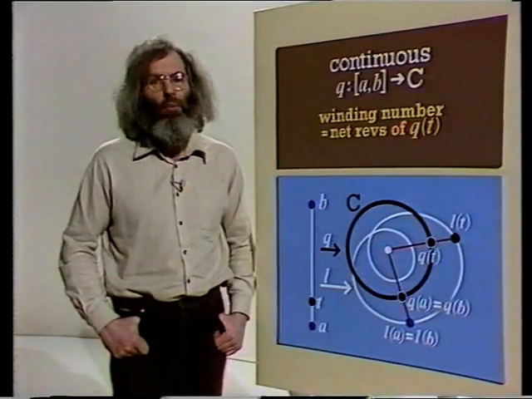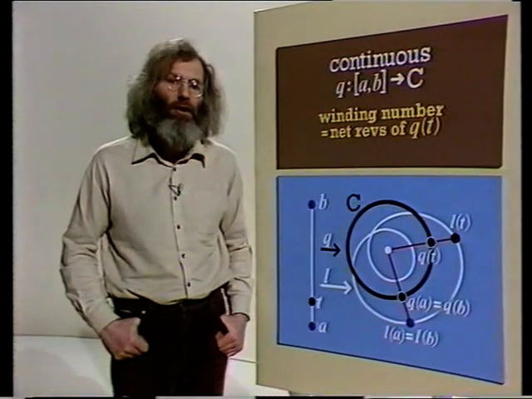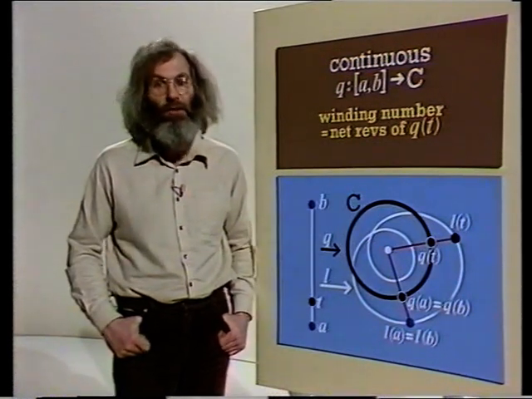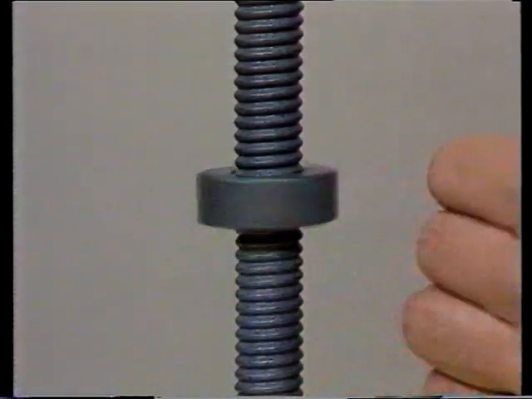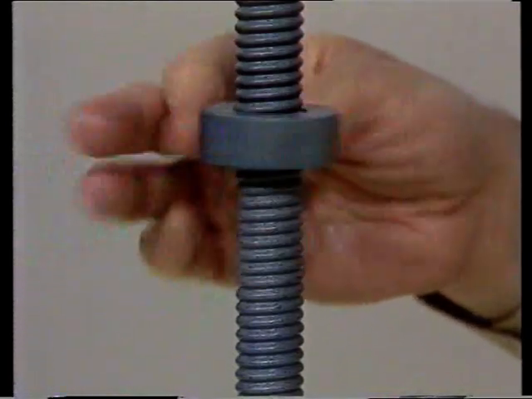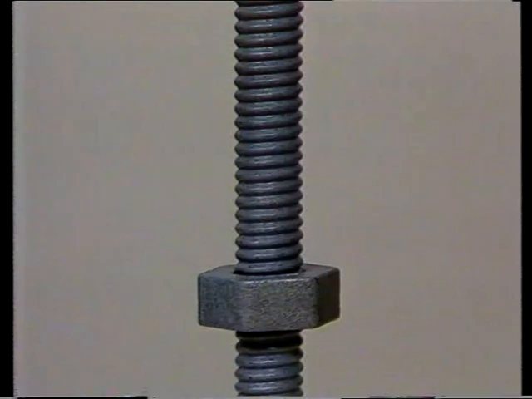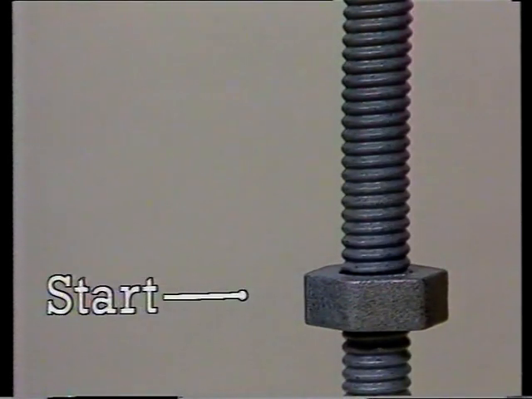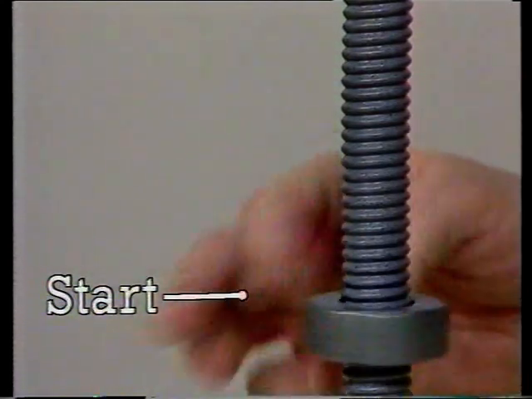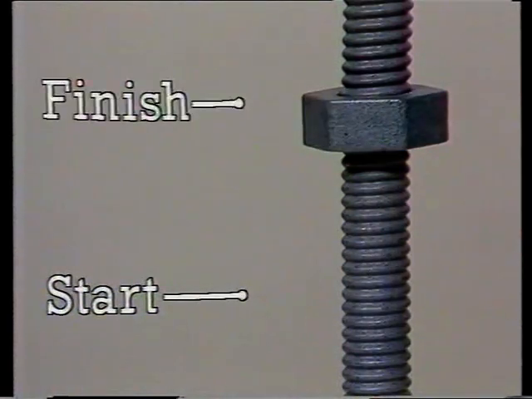So what we need is a way of keeping track of the net revolutions as we go round. In real life, there are lots of devices which effectively do this. The net revolutions of a nut on a screw thread can be determined by the vertical distance travelled up or down the thread. To record this, just mark the starting point. Then, whatever the nut does, wait until it stops and measure the distance from start to finish.